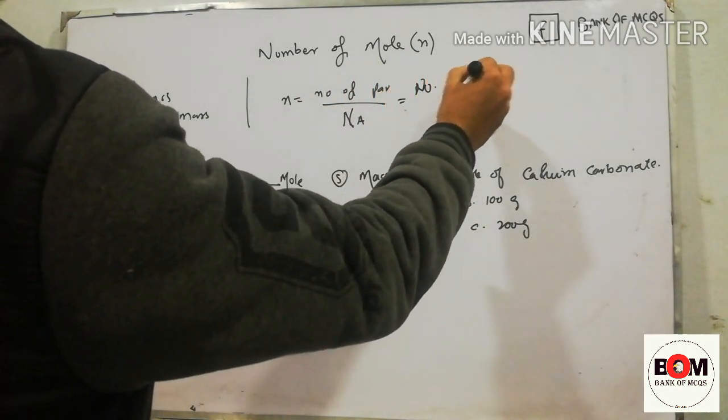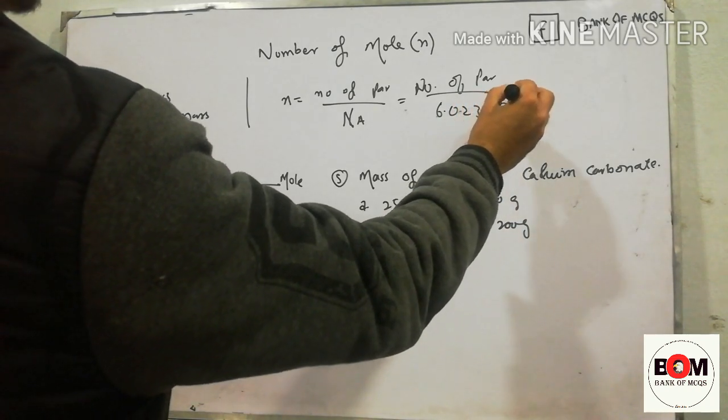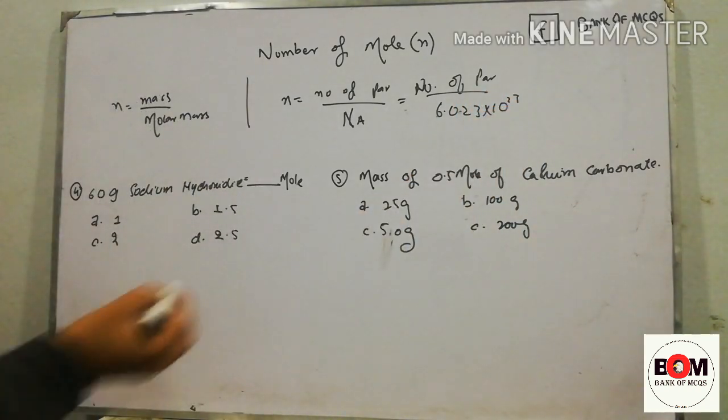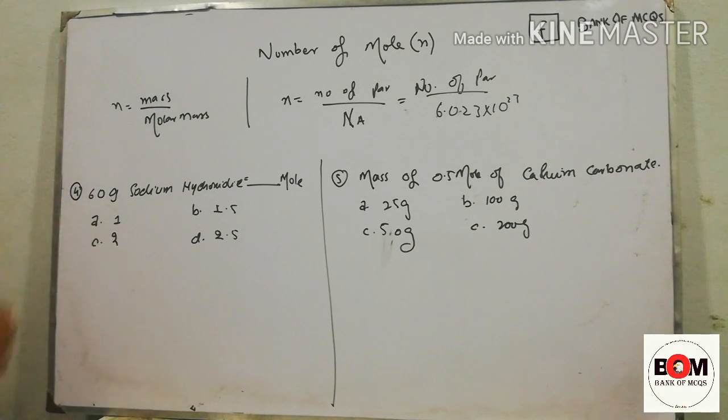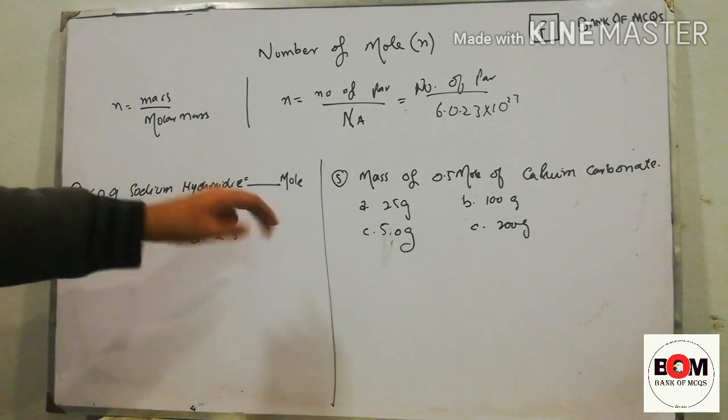number of particles divided by 6.023 multiplied 10 raised to the power 23. Now to solve MCQs on these, MCQ number 4 is: 60 gram sodium hydroxide is equal to how many moles.